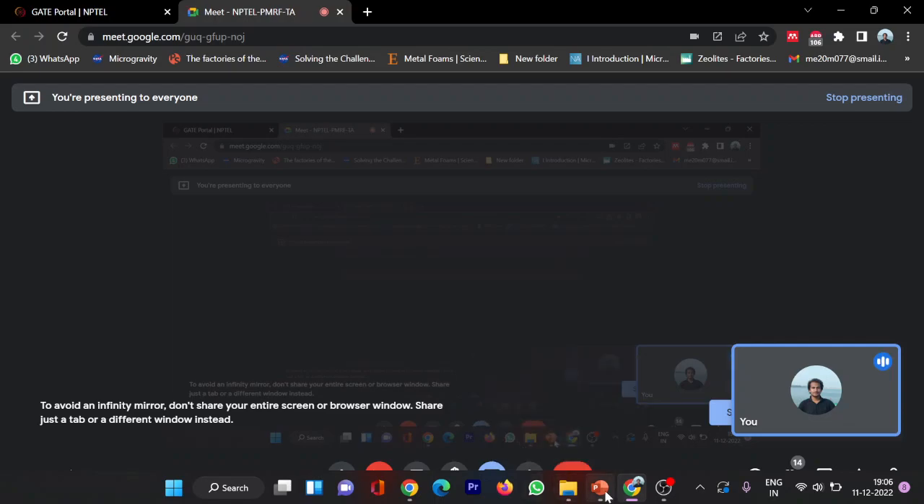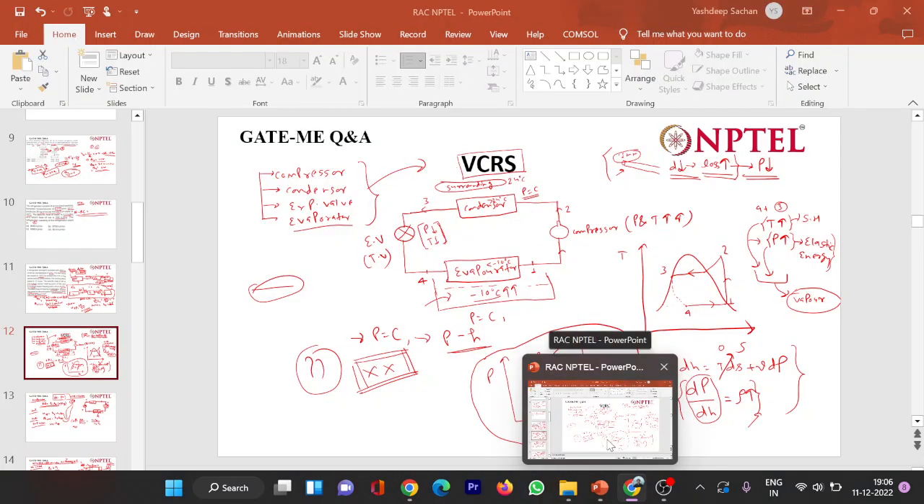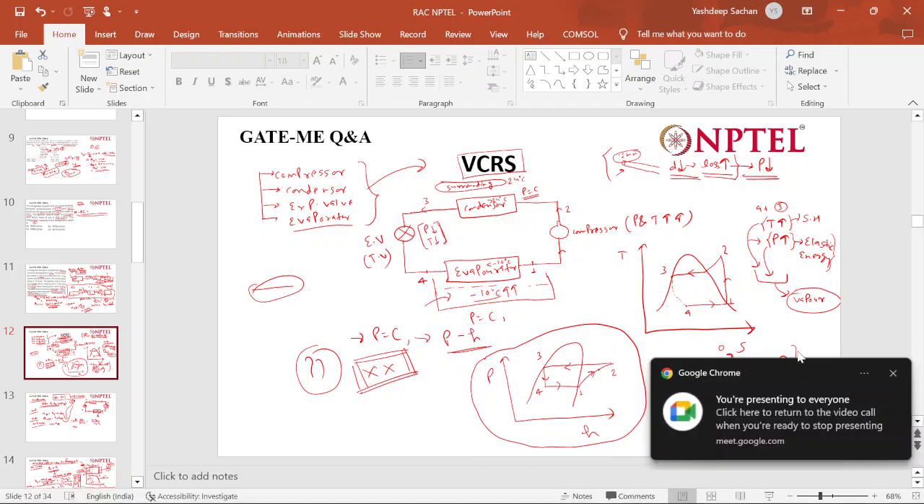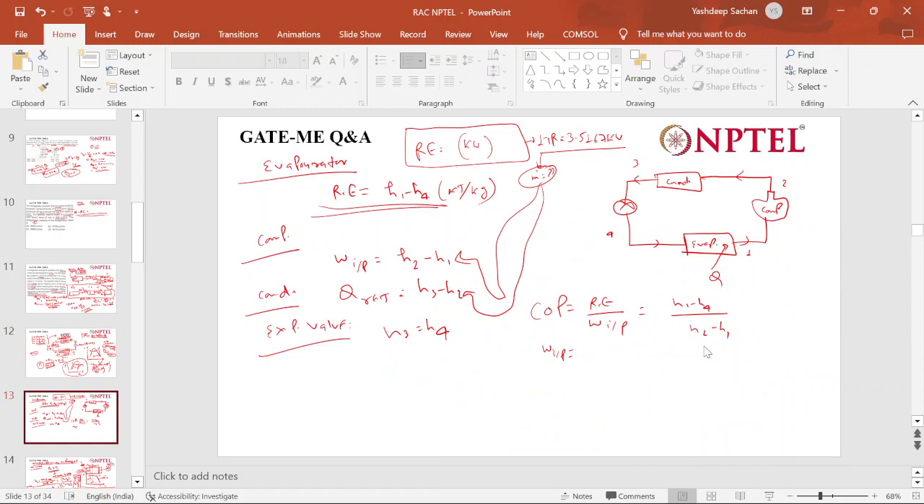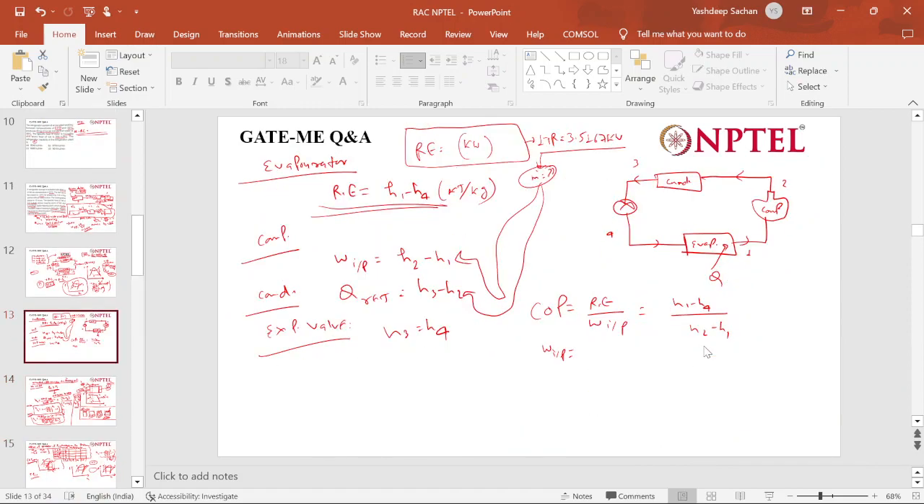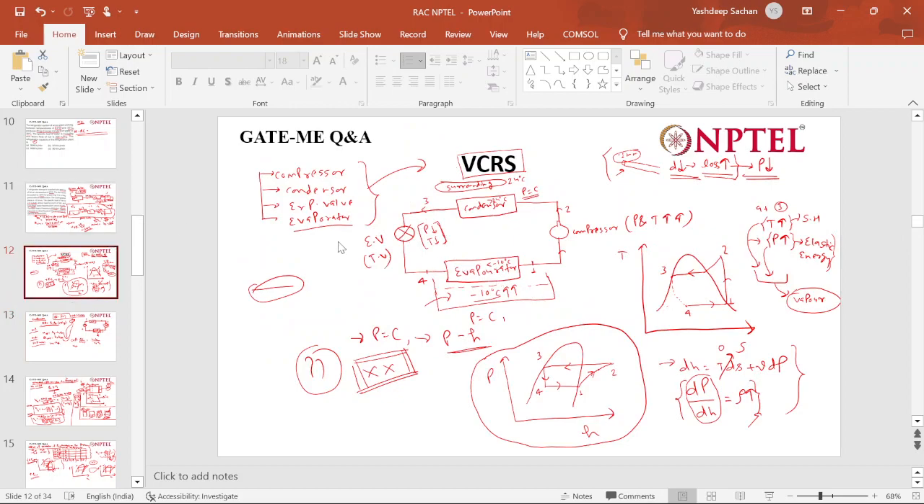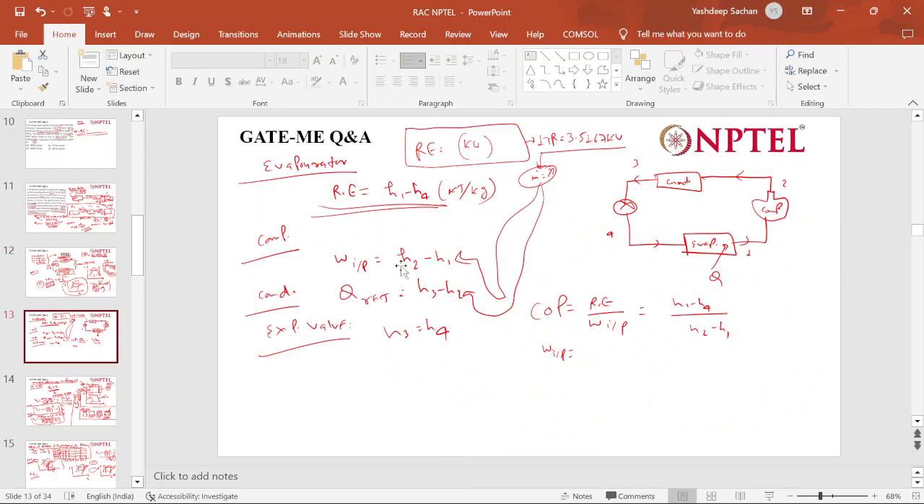Today we are going to solve only problems, so keep a calculator along with you. First I told about all four components of the system, and then the COP of the system, that we can find by refrigeration effect by work input. This is the formula we will be using: (H1 minus H4) by (H2 minus H1).